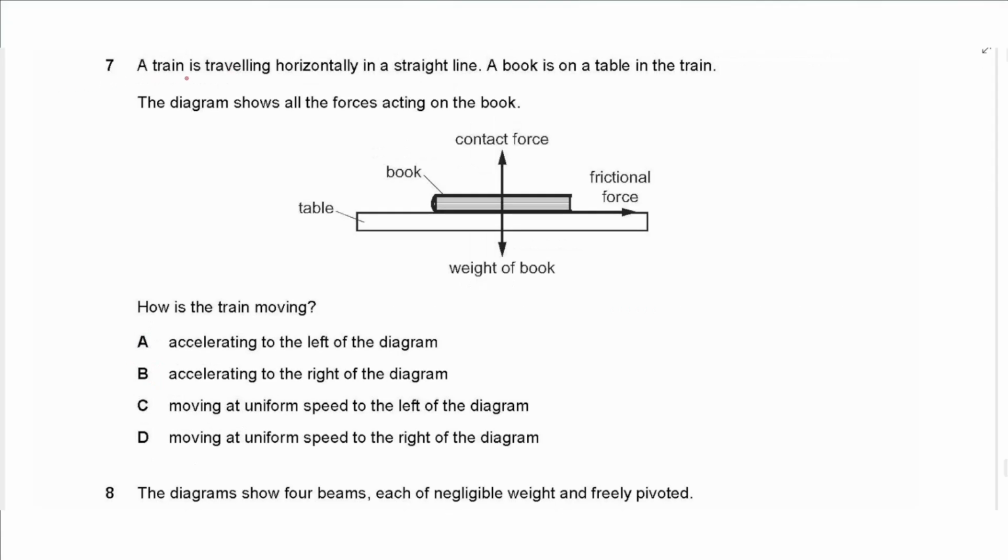Question 7 says, a train is traveling horizontally in a straight line. A book is on a table in the train. The diagram shows all the forces acting on the book. So we have the weight and the contact normal force, and there is a frictional force forward, but there is nothing backwards. How is the train moving? Is it accelerating? Yes, it is accelerating because there is a resultant force on the right side, not uniform speed. So it is accelerating to the right since the resultant force is to the right. So the answer is B.